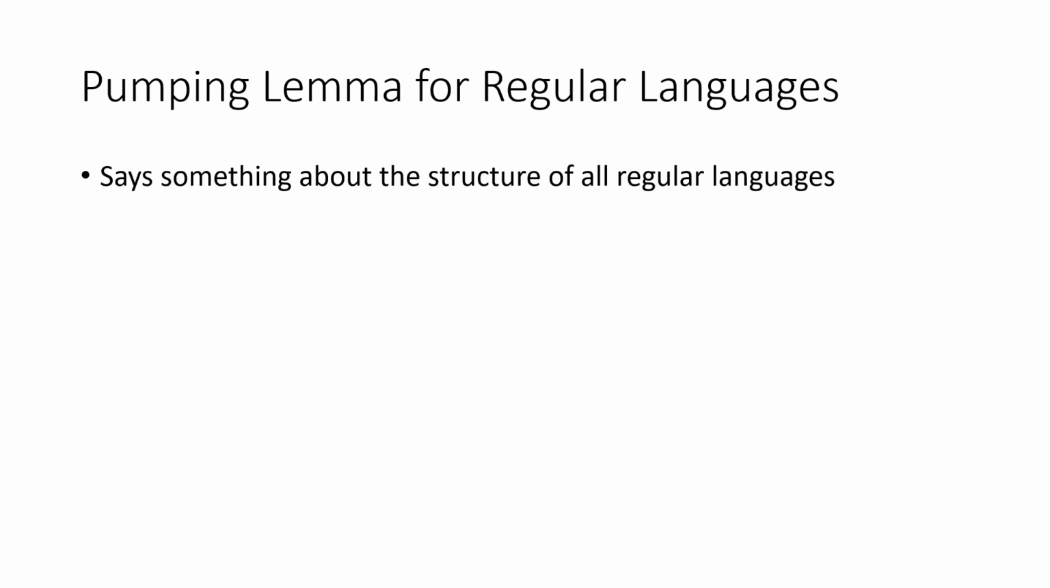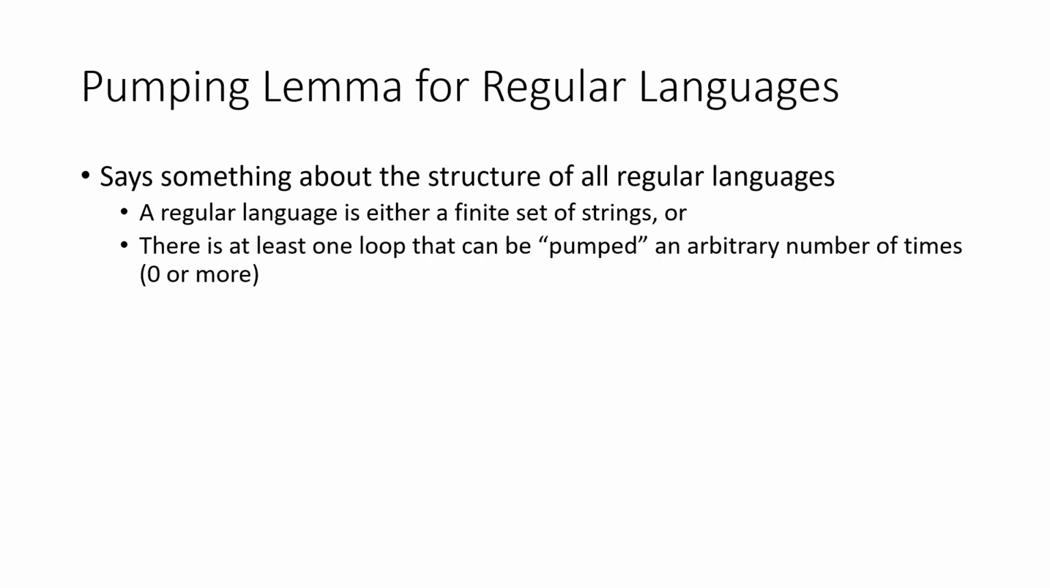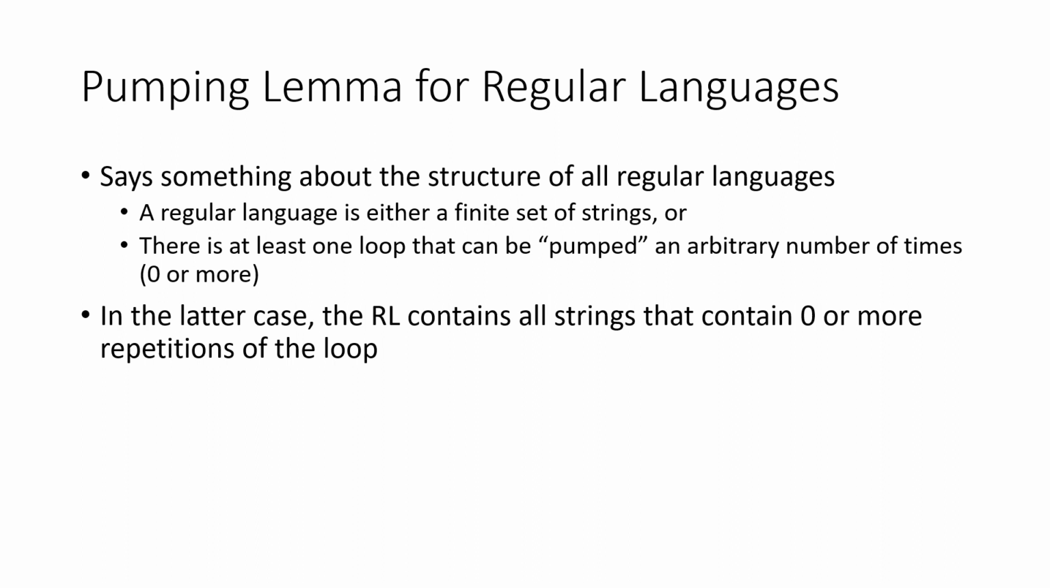The pumping lemma says something about the structure of all regular languages. Basically, a regular language is either a finite set of strings or there is at least one loop that can be, quote-unquote, pumped an arbitrary number of times. In the latter case, the regular language is going to contain all strings that contain 0 or more repetitions of the loop.